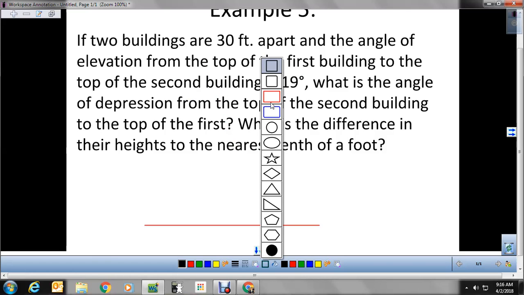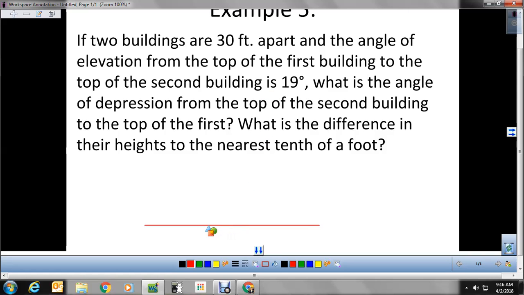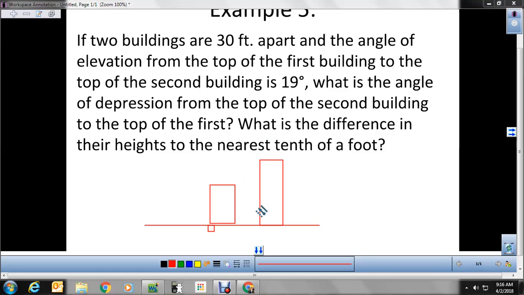So we'll take our two buildings here. We'll take one. Draw it here. Second building up to here. And now we're going to draw our line of sight, which will go to here. We'll set up our right triangle here, and then the other dimensions that we need. So this tells us we have 19 degrees in here at the angle of elevation.